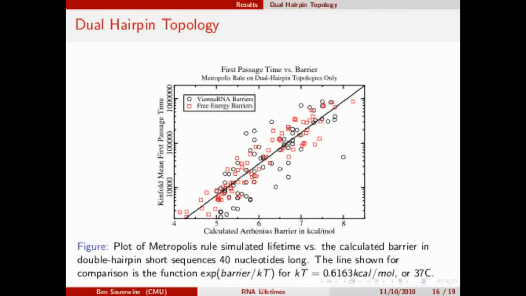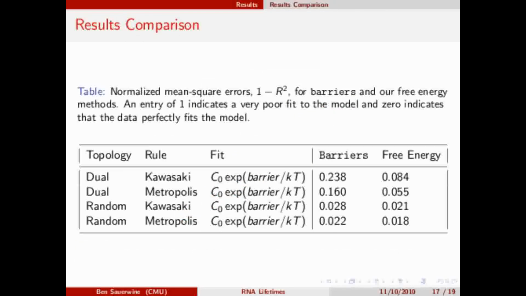Visual inspection alone will show you that our algorithm provided a more tightly clustered set of predictions around the expected trend line than did Vienna RNA barriers. We repeated this test for two different types of topologies, dual hairpin and random, and for two different types of dynamics, Kawasaki dynamics, which we did not discuss here, and metropolis dynamics, which we did.